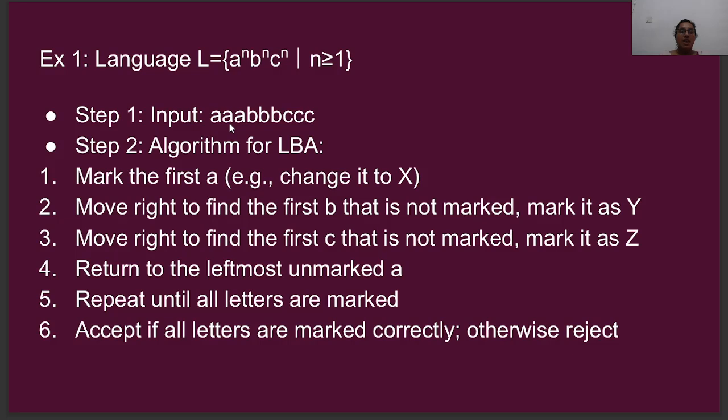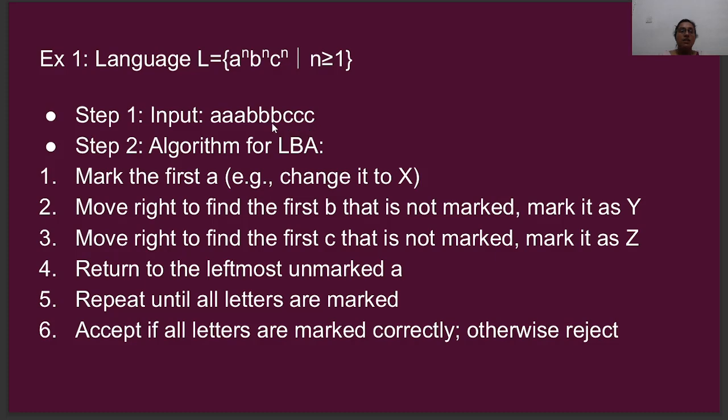So we will mark A as X, move to find the next unmarked B and mark that as Y, then move to find the next unmarked C and mark that as Z. Then again, we will return to the first unmarked A, that will be the third A, and we will mark it as X. Then we will move to find the next unmarked B, and then the next unmarked C, which is going to be marked as Z.